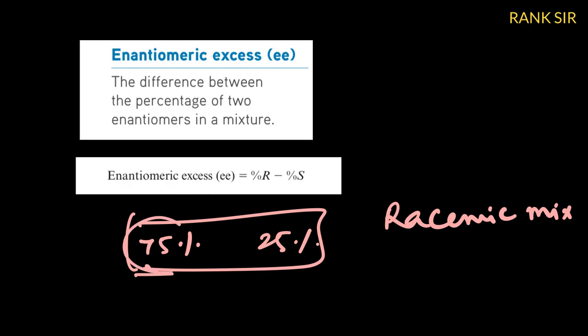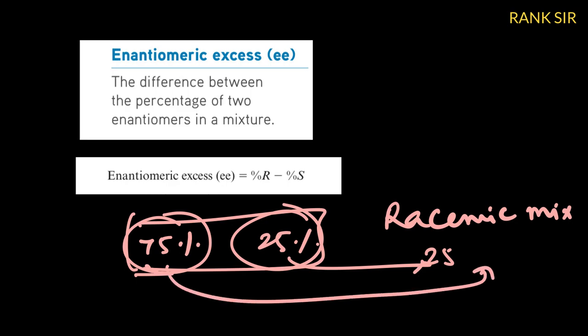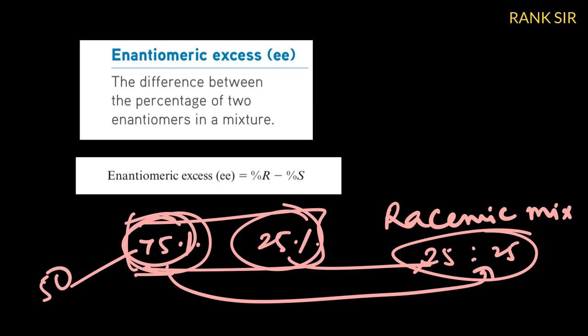So this is 75%, this is 25, which is the smallest amount here, 25. So 25 of this isomer, and in this also 25 if you take that, then this is a 1 to 1 ratio, equal amount, a racemic mixture. So when this 25 is subtracted, how much is left? 50. This is called the excess. Therefore, this is called enantiomeric excess.